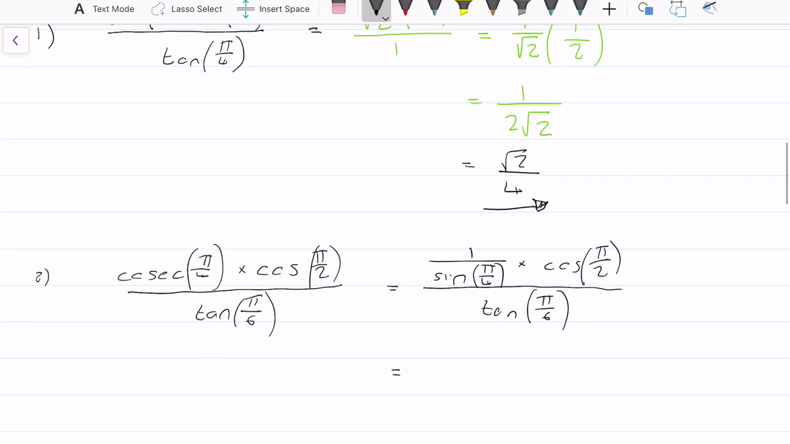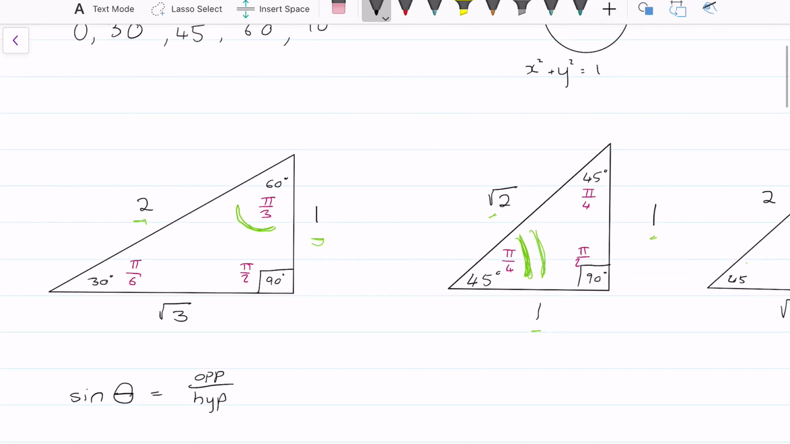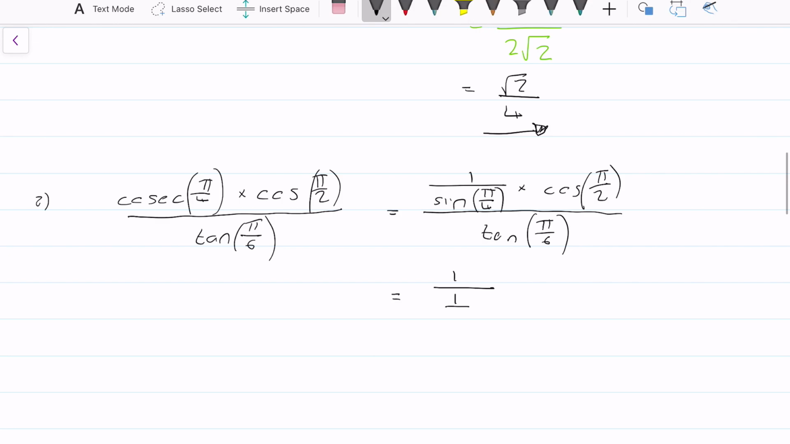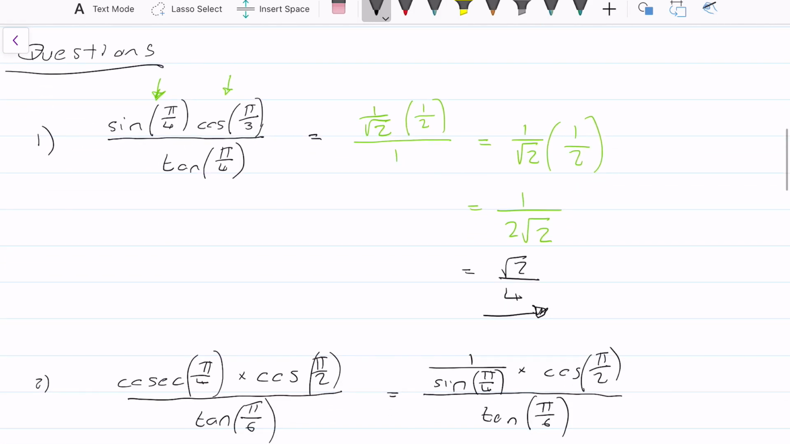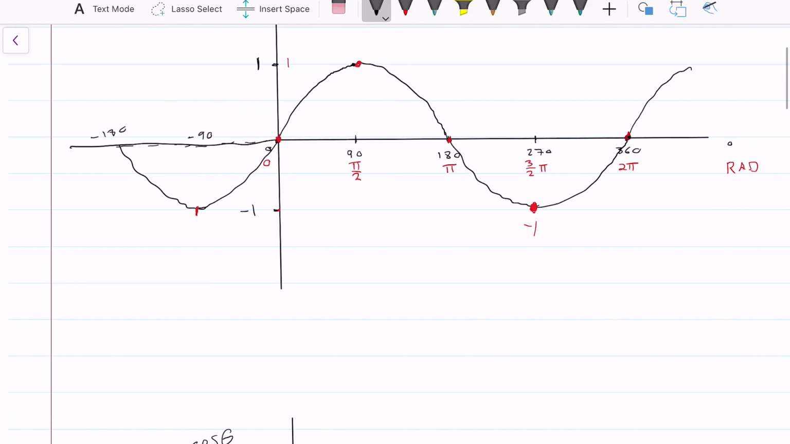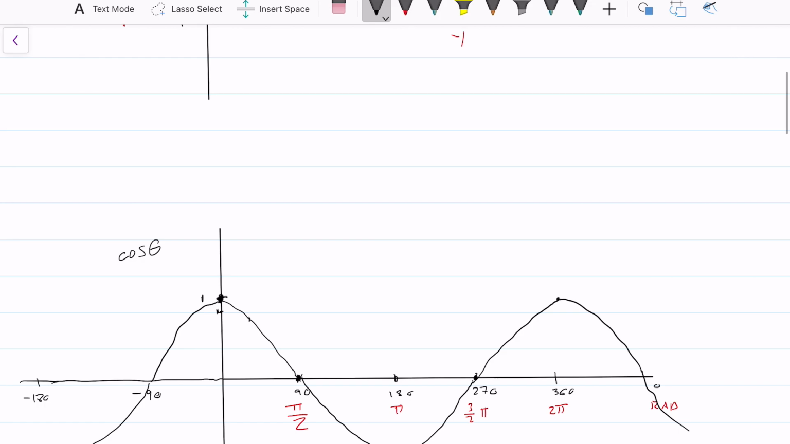So what is sine pi over 4? Let's go to our triangle, here's our angle, it's 1 over square root 2. So we have 1 over square root 2 times cos of pi over 2. Okay, so cos of pi over 2, unfortunately in these triangles we can't actually work that out. But if we use our graph, what is cos of pi over 2? That is 0. So that's that point right here.